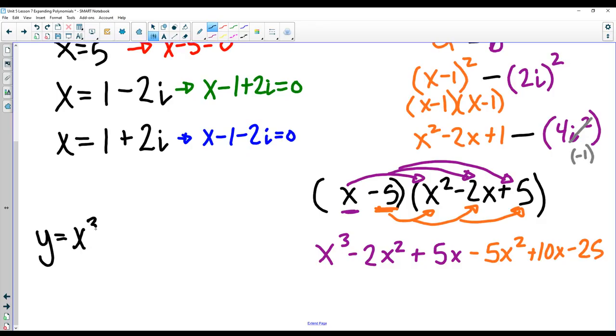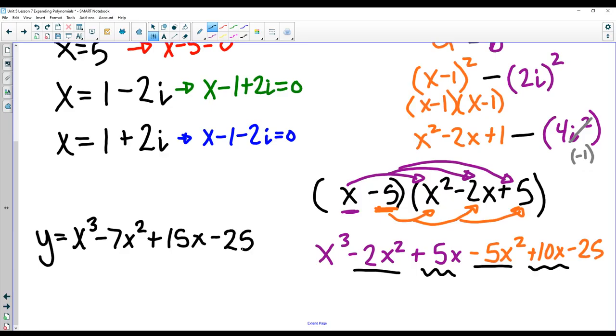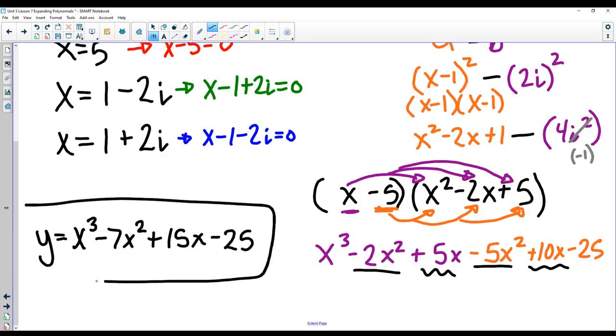So we have x cubed minus 7x squared plus 15x minus 25. And that's the answer to that question.